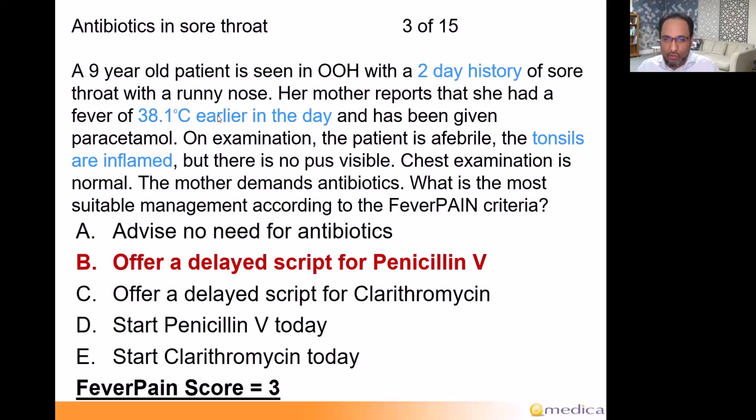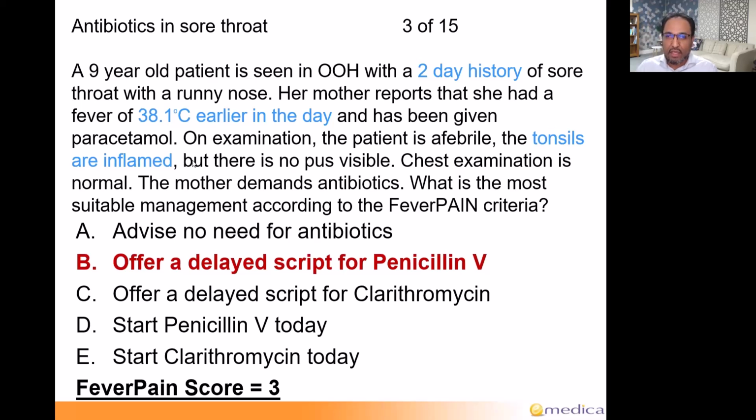P is pus on the tonsils or the back of the throat, purulence. They haven't got pus. Look, no pus visible. So they don't get a point for P. A is attending rapidly, attending within 3 days or less from when they started having symptoms. They've had a 2-day history, so they get a point for that. I is inflamed tonsils. Look, tonsils are inflamed. They get a point for that.